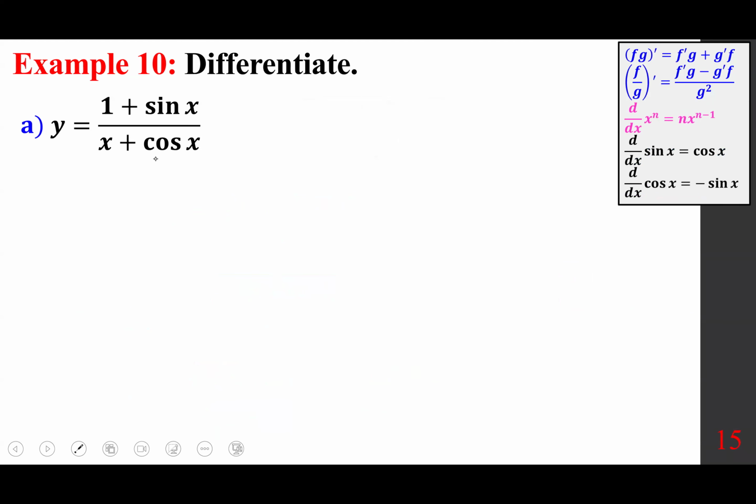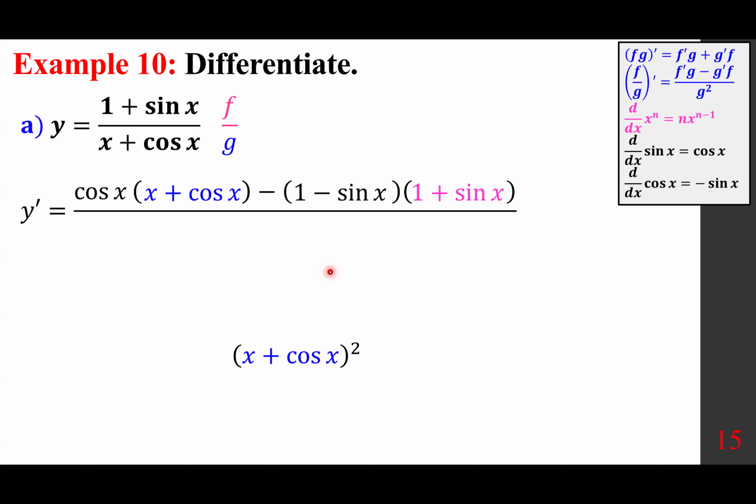We want to differentiate this. We're going to use the quotient rule, f over g, and we're going with f prime g minus g prime f over g squared. So f prime, the derivative, is cosine x times the bottom, x plus cosine x, minus g prime, which is 1 minus sine x, times f, which is the top, 1 plus sine x, and you put the bottom squared.